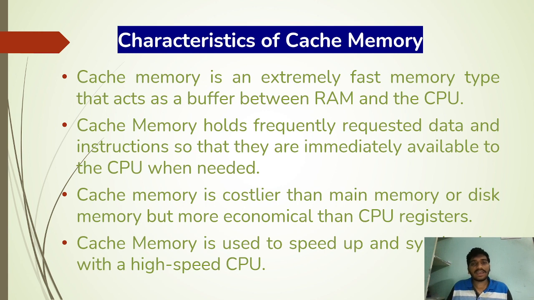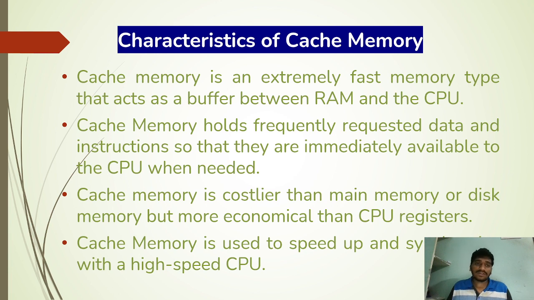Cache memory is an extremely fast memory type that acts as a buffer between the RAM and the CPU. Cache memory holds frequently requested data and instructions so that they are immediately available to the CPU when needed. Cache memory is costlier than the main memory or disk memory, but more economical than CPU registers. And cache memory is used to speed up and synchronize with a high-speed CPU.